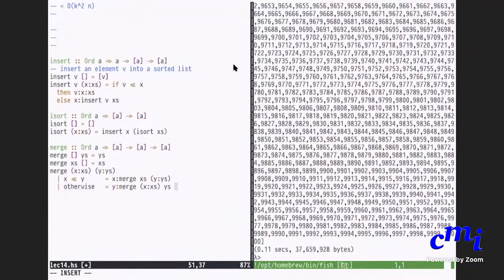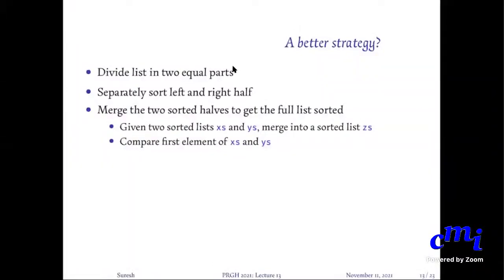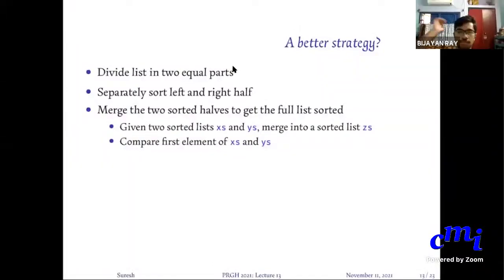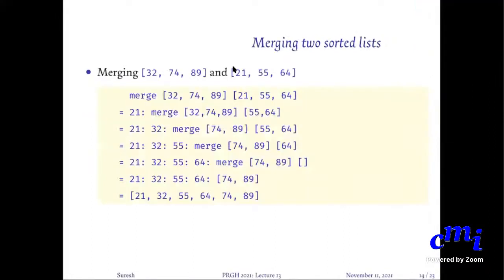How many recursive calls are there from merge? Or you should actually try to work out the time. Let us just try to work it out. Here is an example run. I am merging 32, 74, 89 and 21, 55, 64. You have to compare 32 and 21. Then you will get 21 as the minimum.